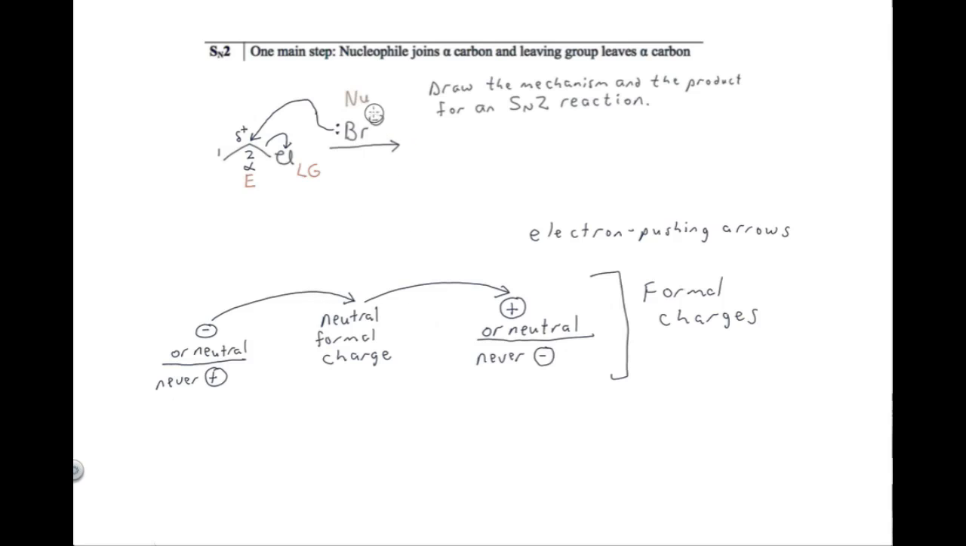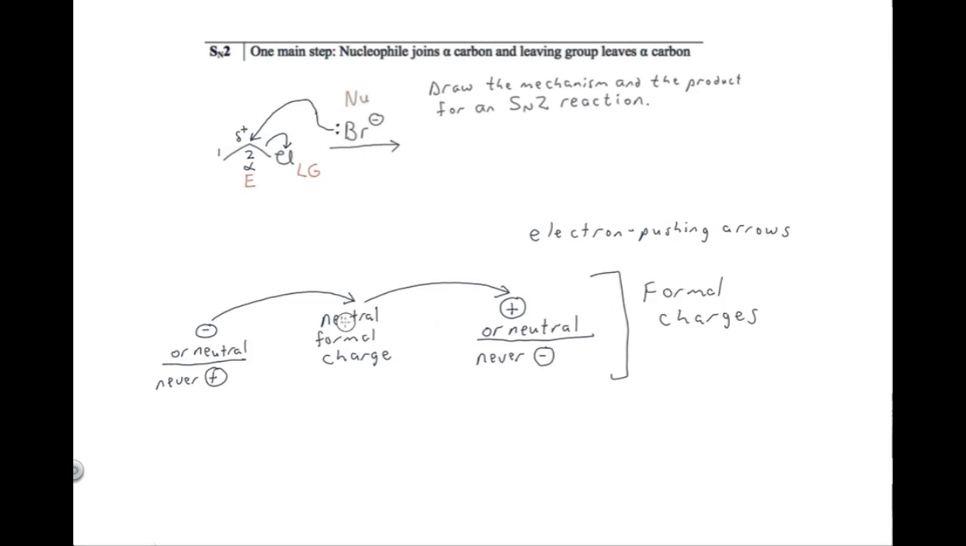We had a negative formal charge here, so we put the atom with the negative formal charge at the beginning of the series of arrows. And in the middle of the series of arrows, we put carbon 2, which has a neutral formal charge. We put carbon 2 with a neutral formal charge in the middle of the series of arrows.